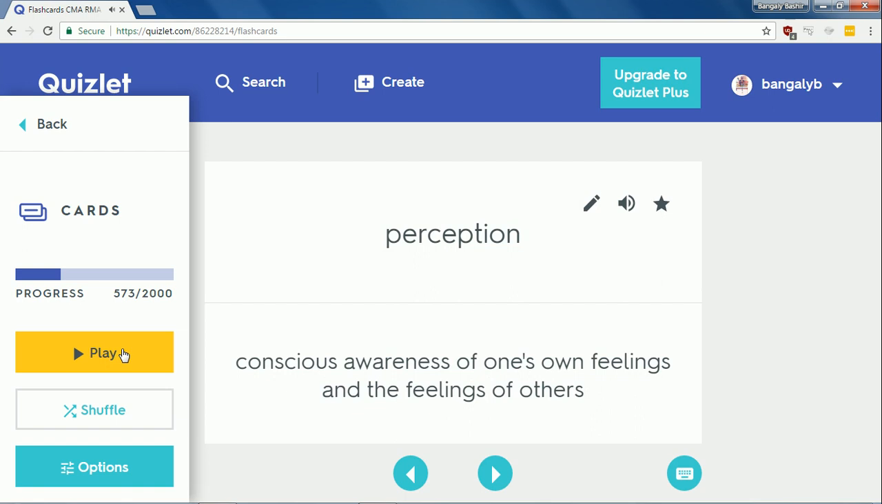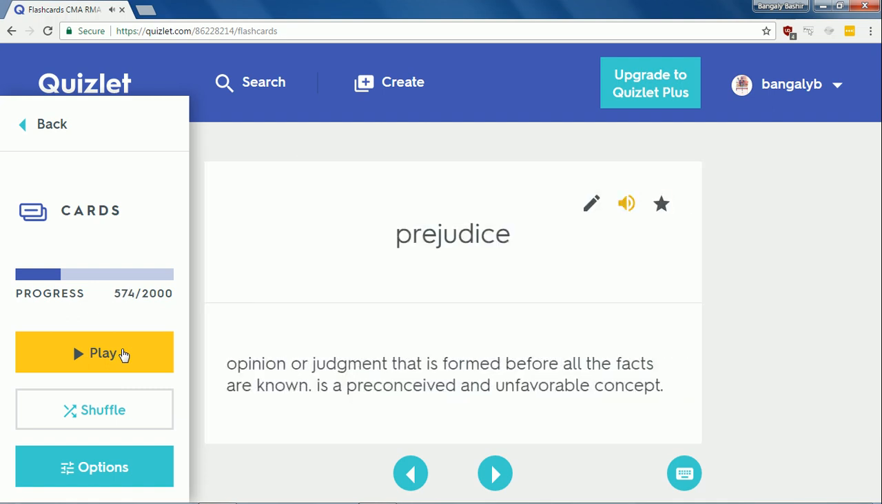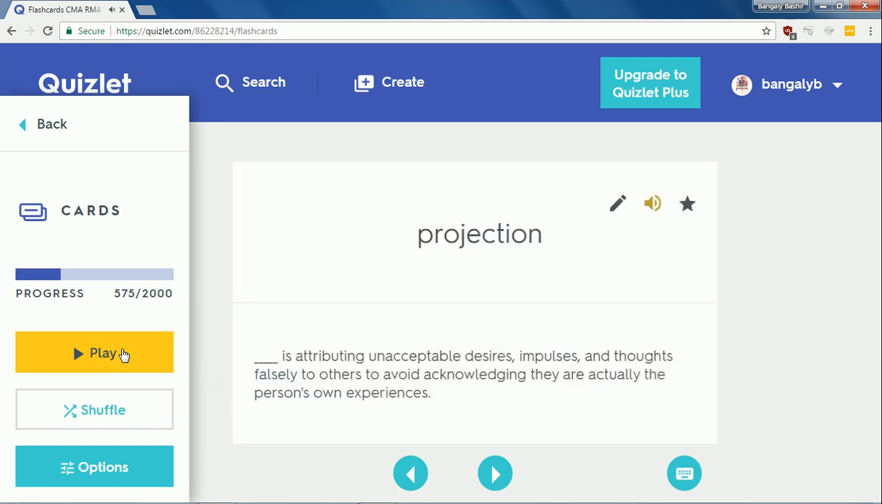Perception: conscious awareness of one's own feelings and the feelings of others. Prejudice: opinion or judgment that is formed before all the facts are known; a preconceived and unfavorable concept. Projection.